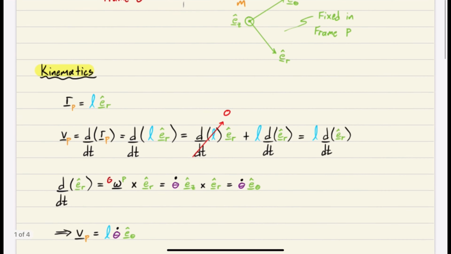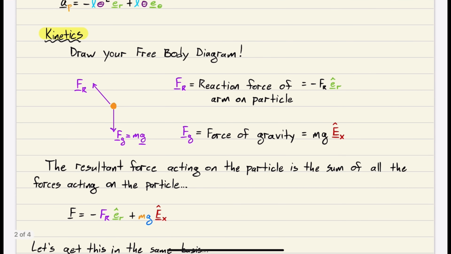Now you might be asking, Brian, how do you know there's only a force in the ER direction? Why isn't there also a force in the E theta and EZ direction? And also, how do you know the force is acting in this direction? Couldn't it be acting in this direction?